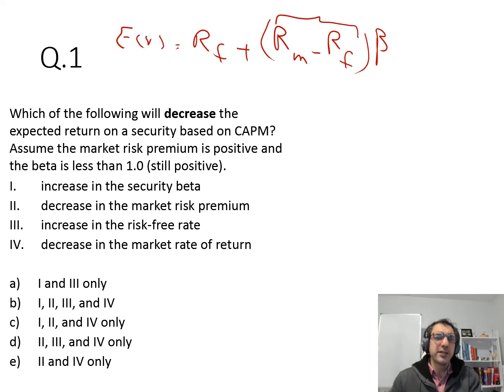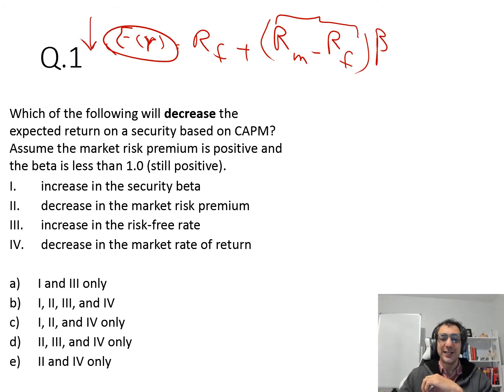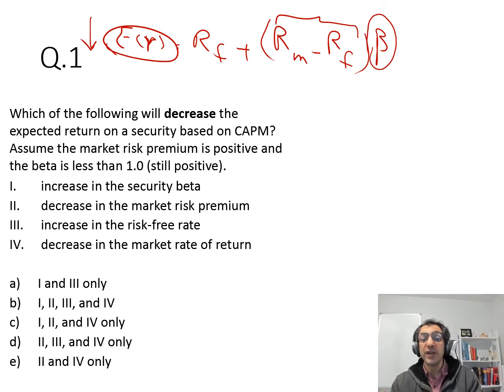Now, based on this argument, let's see which one of these options is reducing the expected return. So the point here is I want to see that if this is my expected return, which factors actually will lead to the reduction in expected return, which changes. And the assumption here is the beta is less than 1 and greater than 0. So it's still positive, but it's less than 1. So that's your coefficient. Just be careful that it impacts the total expected return.